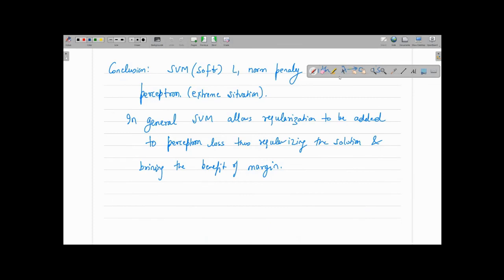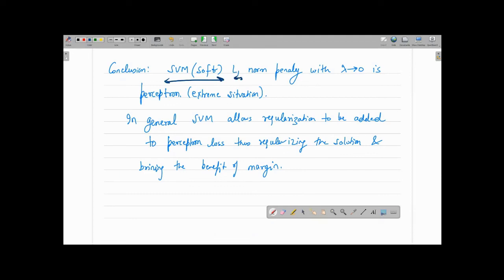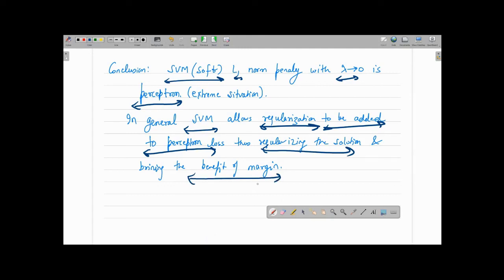So this is the conclusion which you can see over here. That is, the SVM soft L1 norm penalty with lambda equal to 0 is actually a perceptron in extreme situations. But in general, SVM allows regularization to be added to perceptron loss. So that regularization is automatically added into the perceptron loss, and that helps in regularizing the solution and giving the benefit of the margin. So this is the advantage of using SVM compared to your simple perceptron which we studied last time.